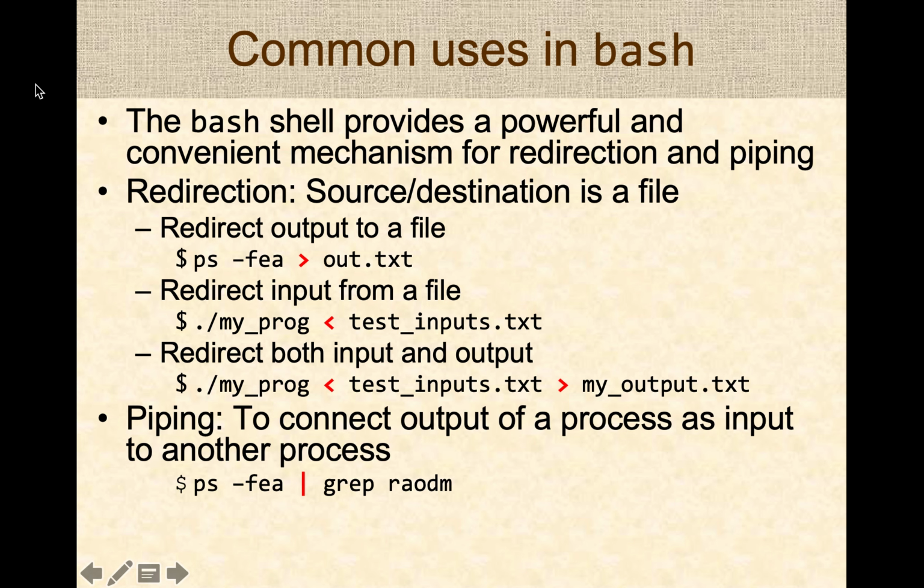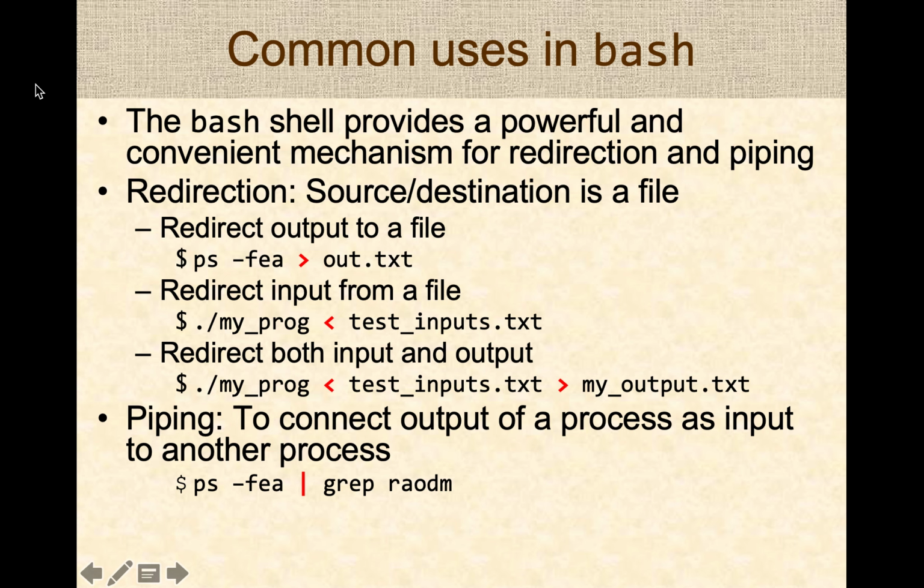Now let's look at an example of piping. Here you would use the pipe character, which is the OR character on your keyboard, the same character that you use for typing an OR in C++ and Java. The same OR character is used to connect or pipe the output of one command as input to another command. In this example, we are taking the output of a command ps and piping it to the grep command.